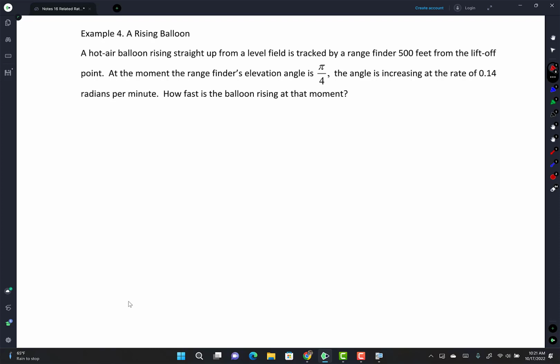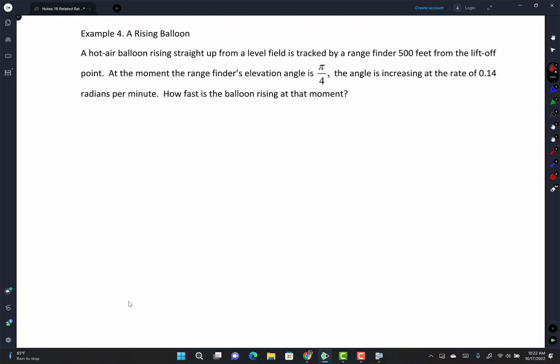All right, here we go. Example 4. For you future engineers, look at this question. A hot air balloon rising straight up from a level field is tracked by a rangefinder 500 feet from the liftoff point. At the moment the rangefinder's elevation angle is pi over 4. The angle is increasing at a rate of 0.14 radians per minute. How fast is the balloon rising at that moment? Isn't that a cool question?